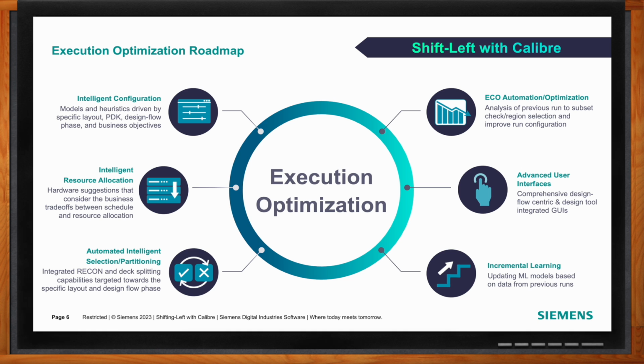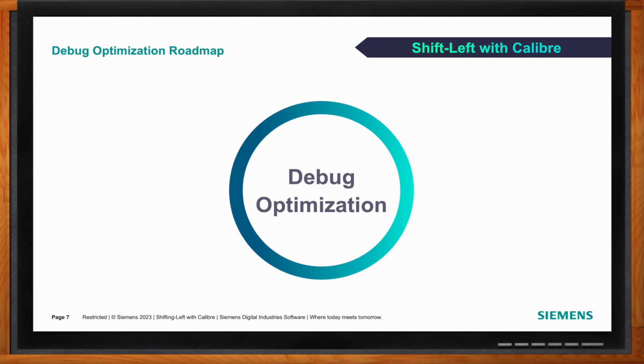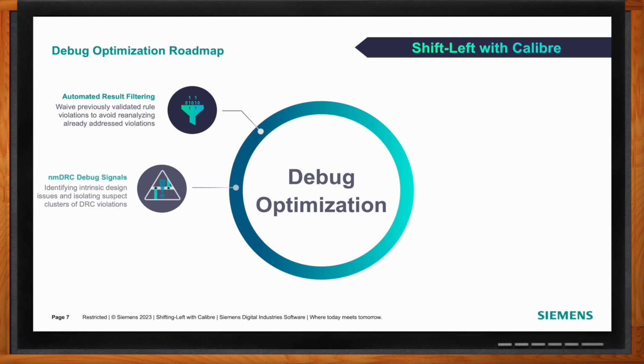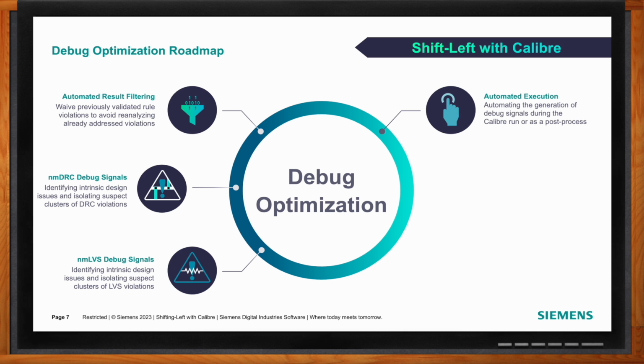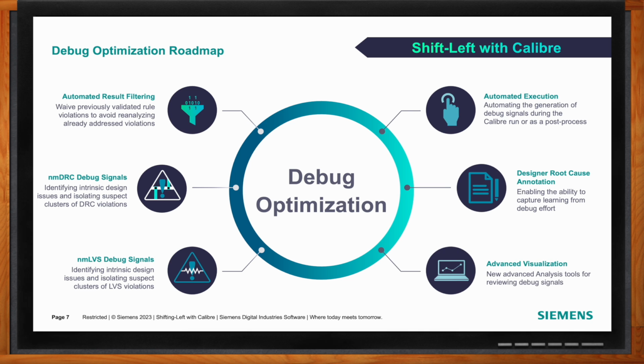And then moving to debug, that space, it's all about weeding through the noise of what's there, all the issues that get found, automating filtering of things. These errors have already been waived or need to be put aside or separated out, to create debug signals where we look for patterns in the results that say these look alike. These look to be caused by the same types of root causes, whether that be DRC or LVS, trying to help get to root cause faster. Automate generation of those things, and even trying to build capability for you to annotate what you're finding so you can learn from it, and building brand new interfaces for visualizing all of the errors that you see.